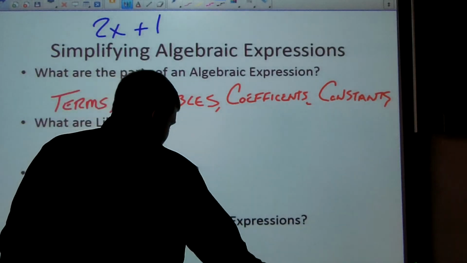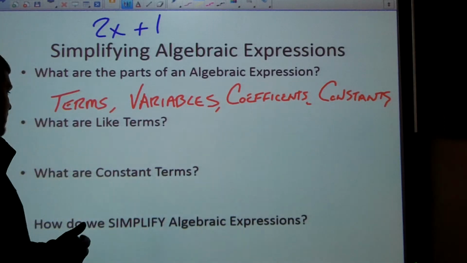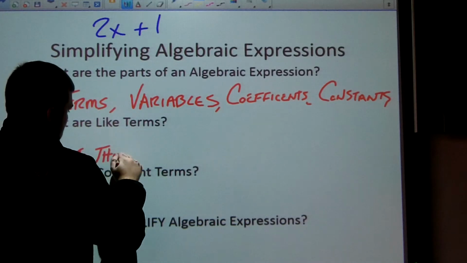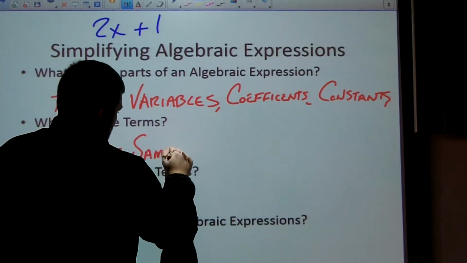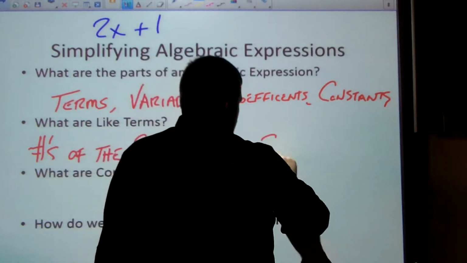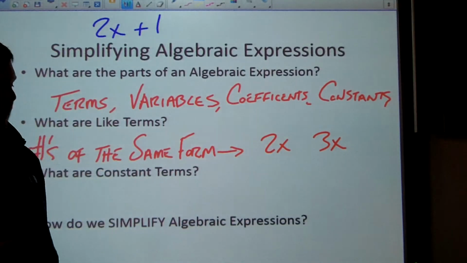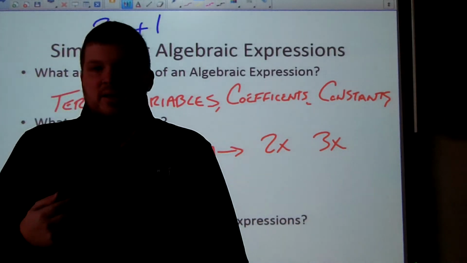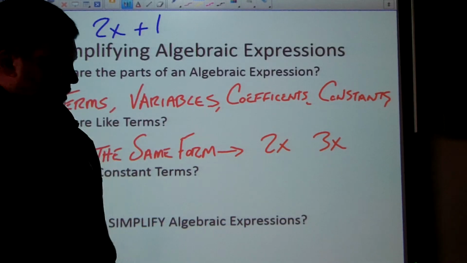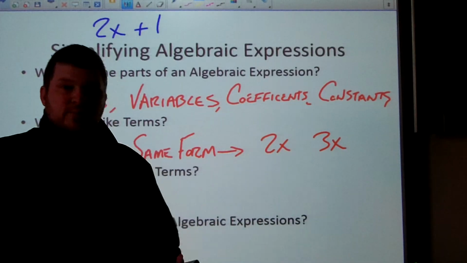So what are like terms? Well, like terms are just terms that are of the same form. So for example, 2x and 3x are like terms because they both have x. x squared and negative 5x squared are like terms. 1 and 2 are like terms, okay? So essentially, the variables have to be the same or they have to be constants.